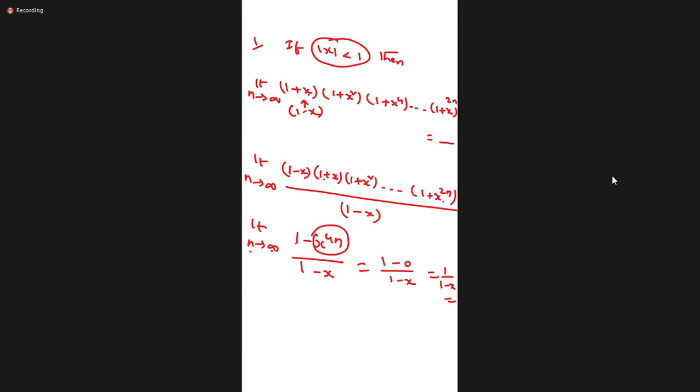And yesterday's concept is, if the x value is less than 1 and n tends to infinity, x power n value is 0. Remember the HQ sum I did. Same concept here: x less than 1, x power n, n tends to infinity. So its value is 0. So the answer is 1 by 1 minus x.